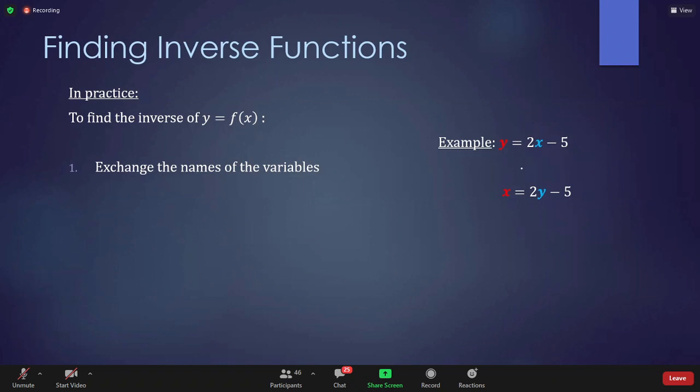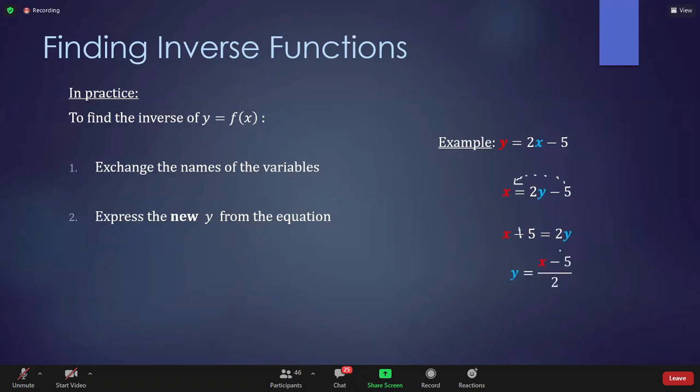Then we express the new y from the equation. And that is x minus 5 equals y. Evidently, it's wrong. Actually, a mistake. X plus 5 equals 2y. If I move this to the opposite side, evidently it has to change the sign. That's an error in the presentation, sorry. Then it's still plus. We divide both sides by 2. And now we have this inverse function. This is the inverse function.